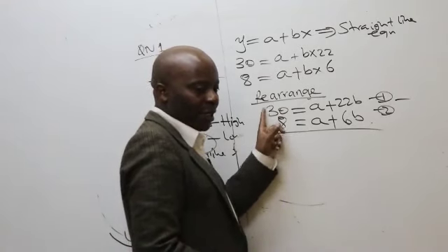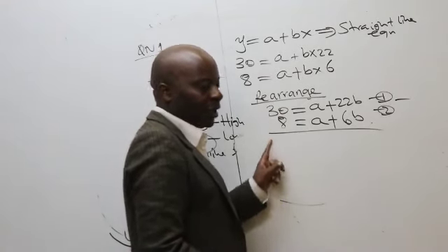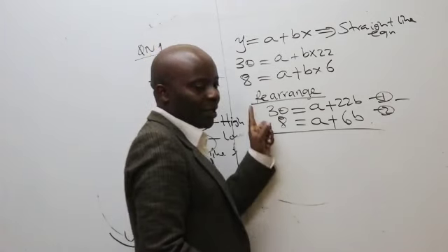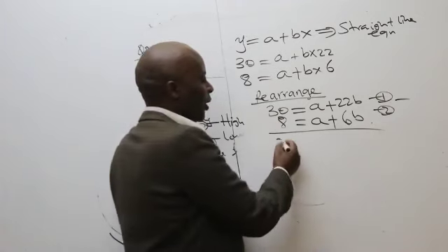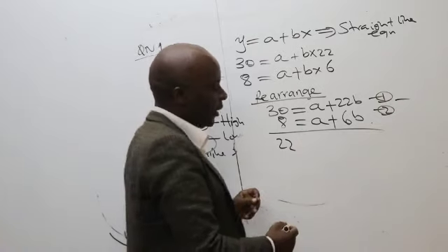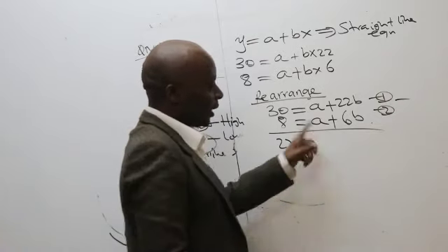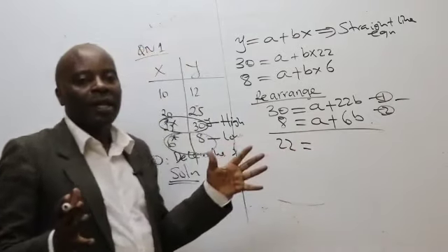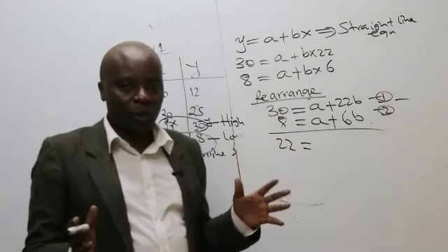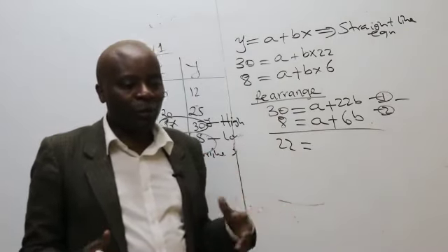30 minus 8 gives me what figure? 22. Thank you very much, Catherine. Equals, A minus A disappears. And really, that was our objective, to eliminate A for us to be able to get B.